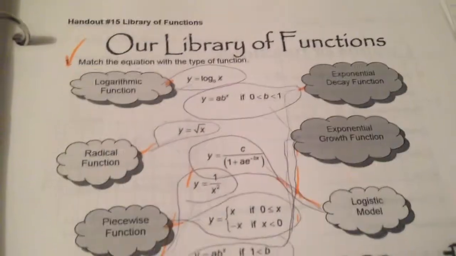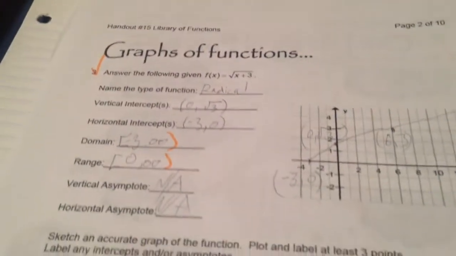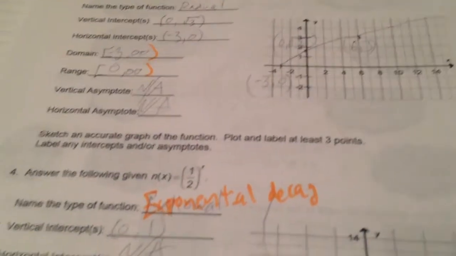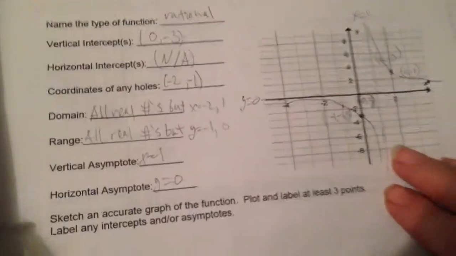Handout number 15. I actually got those right, but it was so scribbly, I highlighted it with the orange. I had put rational and it was exponential decay. Thought I did the math right. Darn it.